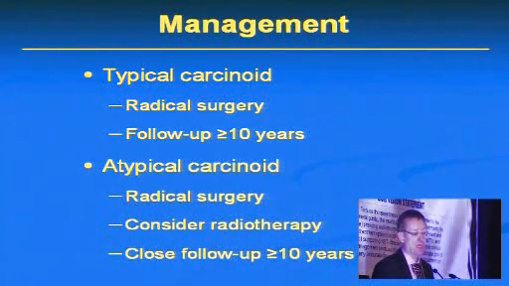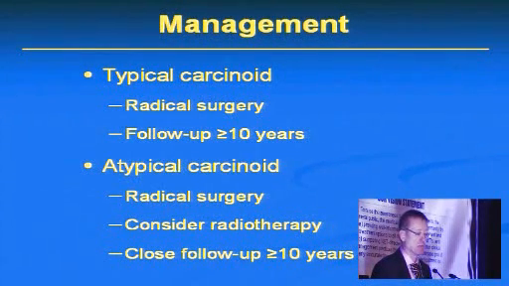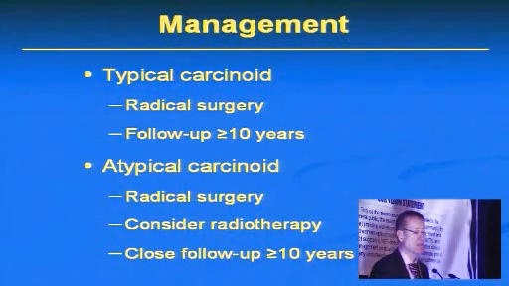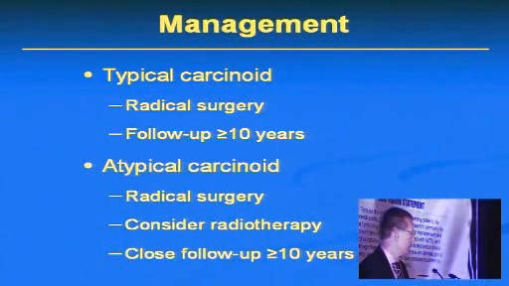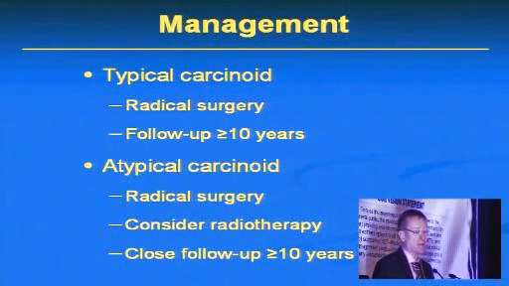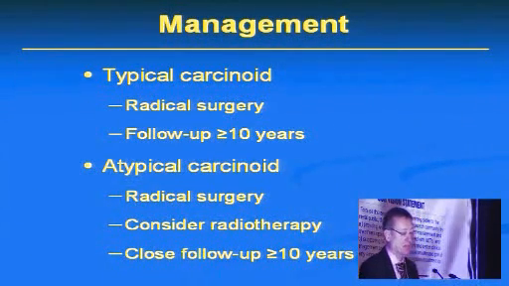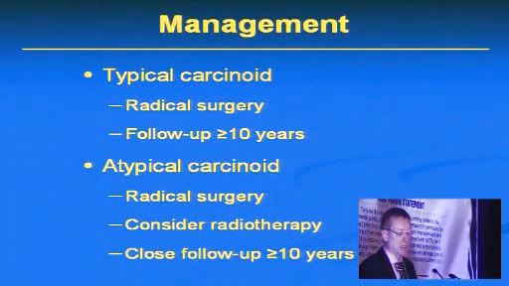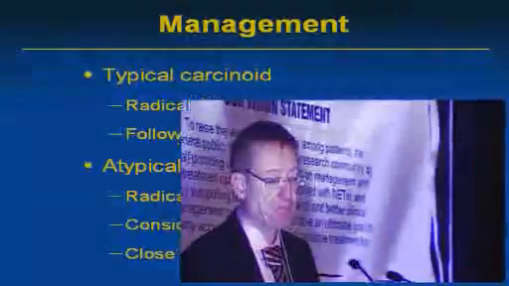Typical carcinoid, radical surgery, long-term follow-up. Atypical carcinoid patients, also radical surgery. And in these patients, you should at least perform a lobectomy, I must say. I hope you agree. You agree. Thank you. You should consider radiotherapy if the surgery was not radical, and maybe chemoradiotherapy, although there is no data about adjuvant chemotherapy in these patients. Close follow-up, at least 10 years, preferably more.